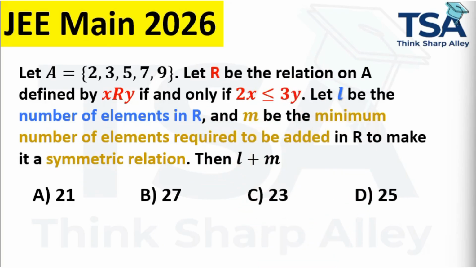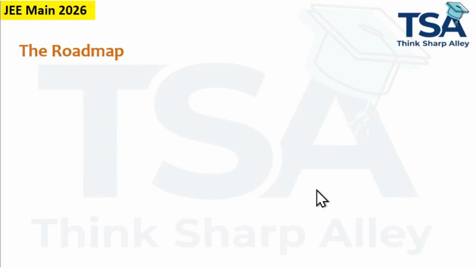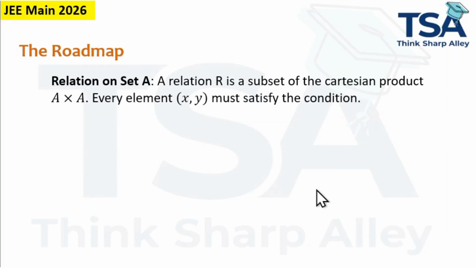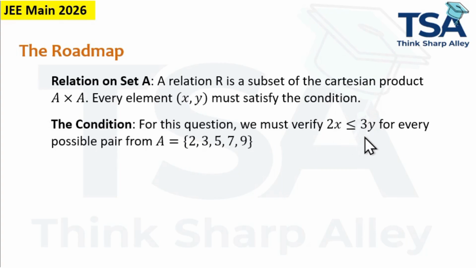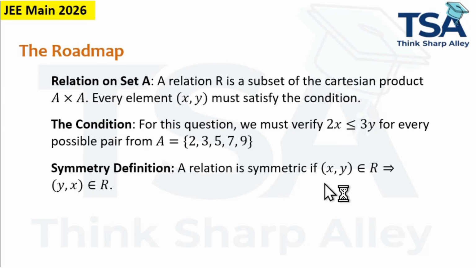But before we touch the numbers, we need our sharp tools. So, relation: we are looking for all ordered pairs x, y from set A that satisfy the condition 2x less than or equal to 3y, for every possible pair from A. And a relation is symmetric if (x, y) belonging to R implies (y, x) belongs to R, which means the mirror image (y, x) must also be there in R. Then only the relation is said to be symmetric.